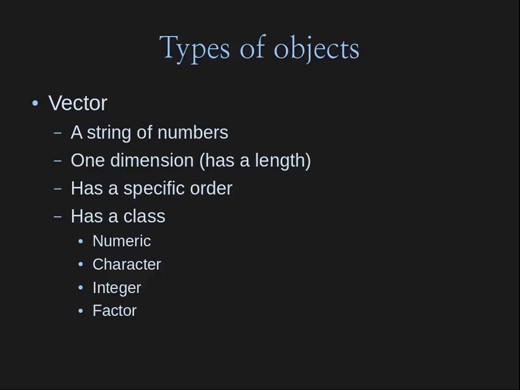And they operate a little bit funky. We're not going to talk a lot about them right now. Later on we will. But this vector can then have one of these classes. It could be numeric, it could be character, integer, factor. And as you probably imagine, some functions don't work with all of these.